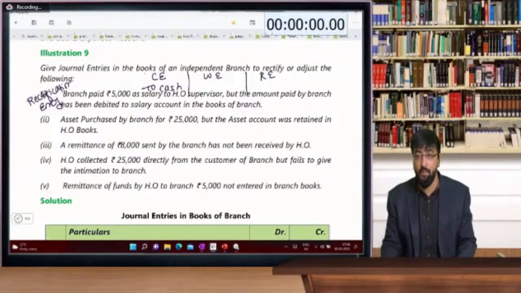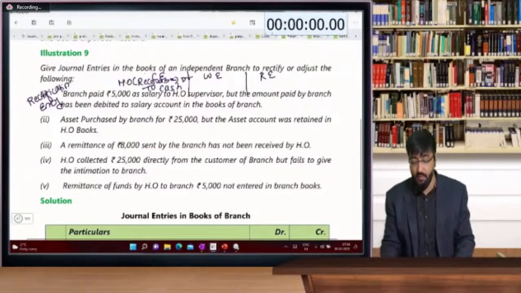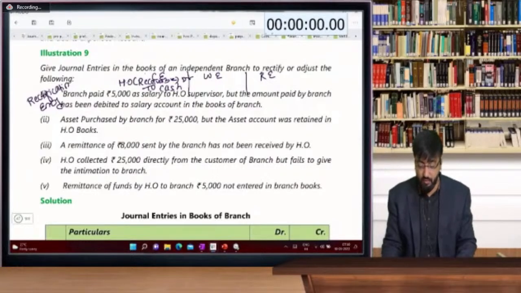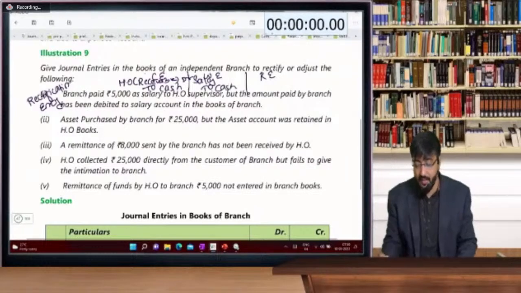We are paying on behalf of HO, so this amount is receivable from HO. So branch will pass entry HO account debit to cash. Cash goes out. What is the wrong entry? Salary account debit to cash. You pass entry salary expenditure to cash. So what is correct? Cash is correct.